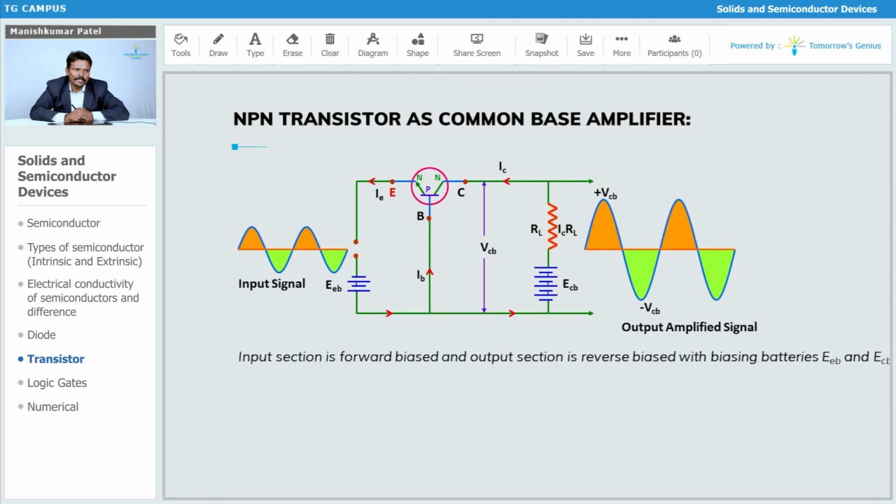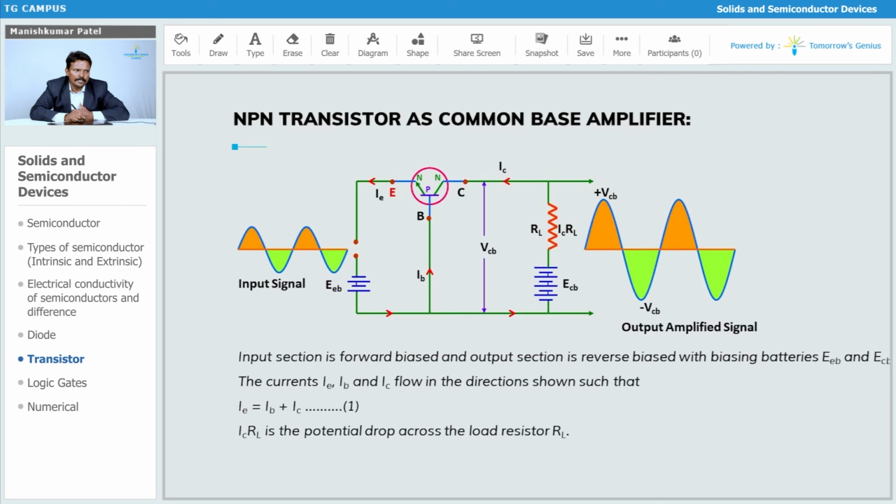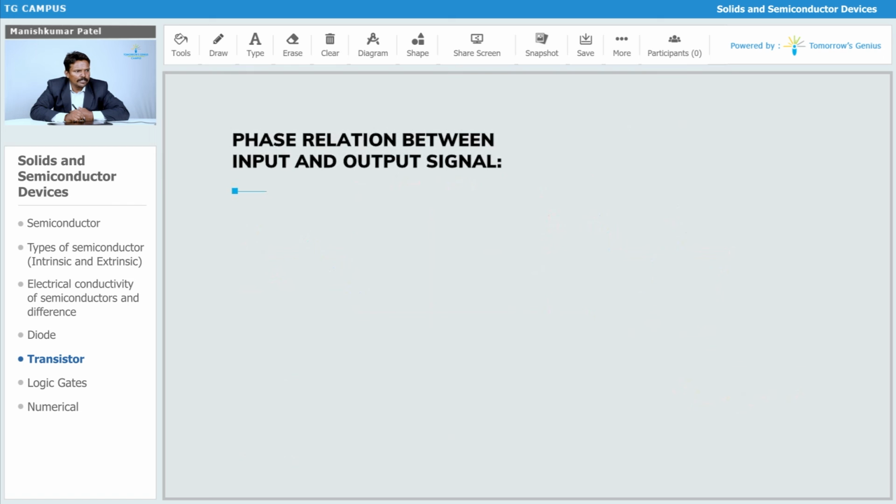Now how exactly? Obviously the input section is forward biased and the output section is reverse biased. After that we will see IE is equal to IB plus IC, and ICRL is the potential drop. Then by Kirchhoff's law, just apply that law, which gives you VCB equals ECB minus ICRL. That is how you will get the input and output voltage.